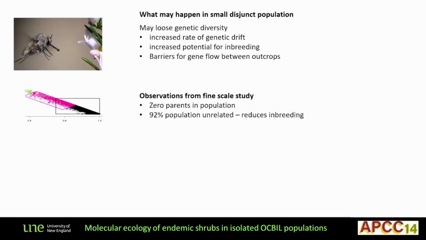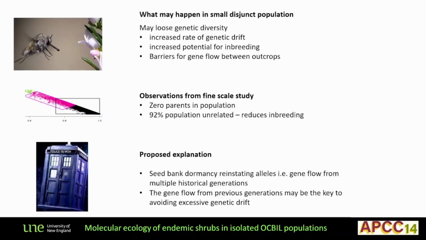So from our observations, we saw there were zero parents in this population, even though some of the plants may be 20 to 40 years old, and also 92% of the population was unrelated. So the proposed explanation is that seed bank dormancy is reinstating the alleles back into the population from multiple historical generations, hence the TARDIS, a bit of time travel for gene flow. And the gene flow from previous generations may be key to avoiding excessive genetic drift.